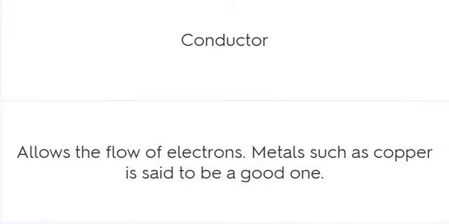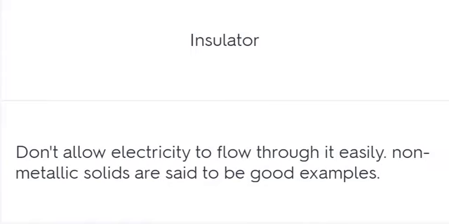Conductor: allows the flow of electrons. Metals such as copper are said to be good ones. Insulator: doesn't allow electricity to flow through it easily. Non-metallic solids are said to be good examples.